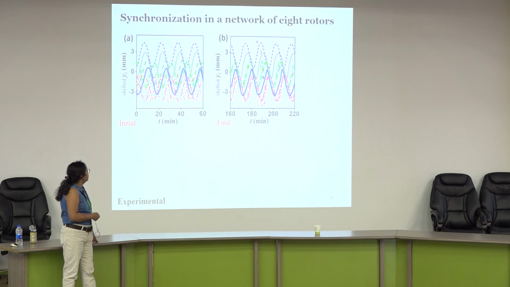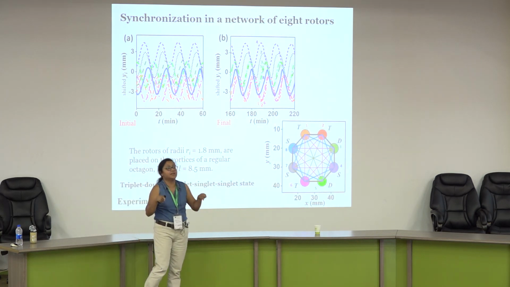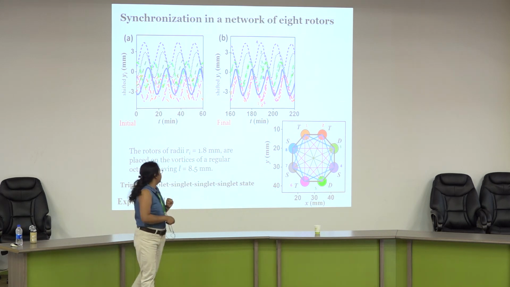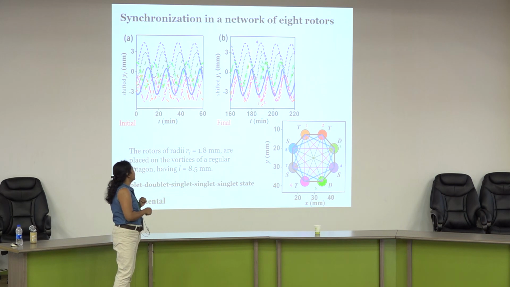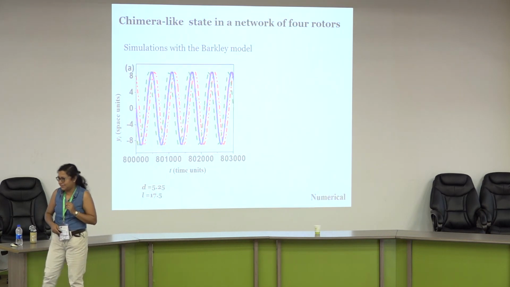We also moved to a network of 8 rotors, putting them at the vertices of an octagon, and then we saw that 3 of them moved at the same frequency. It's difficult to understand from here. So these 2 move with the same phase and the other 3 are out of phase with this. I'm out of time, okay.